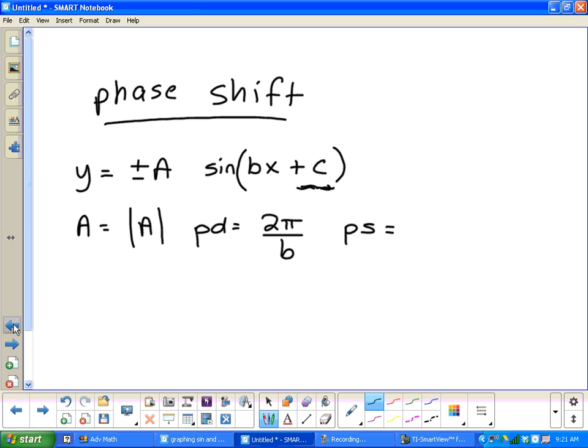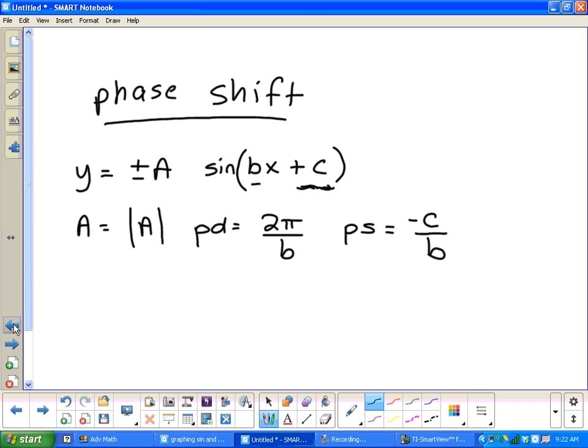And that's almost right. It's going to shift it left, the opposite direction, but you have to put it over the coefficient B. So the phase shift, this is what I want you to memorize, is the opposite of C over B. It's going to take the graph and shift it. In this case, since that would be negative, it would shift it to the left.